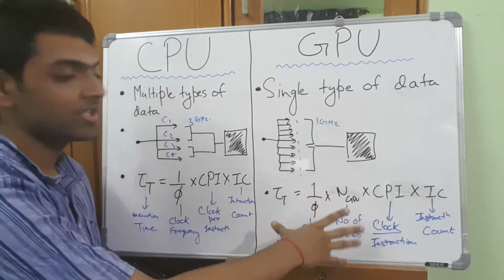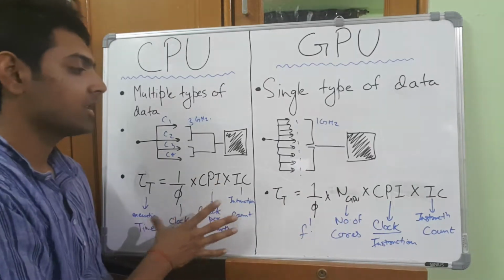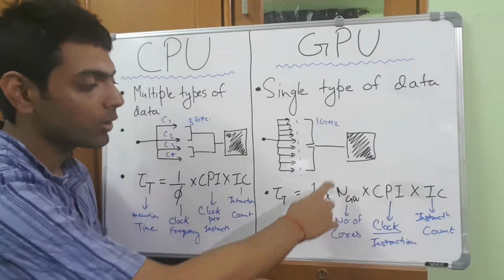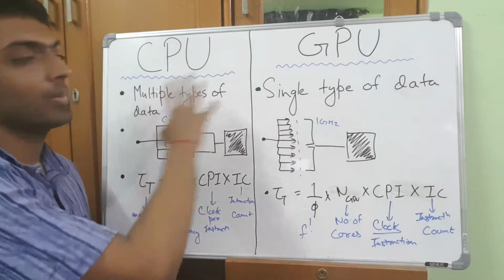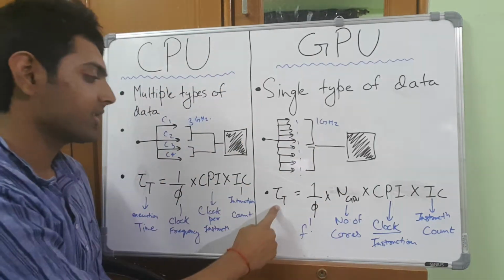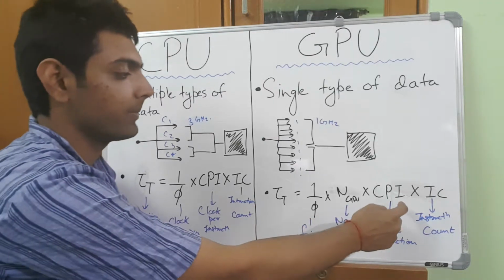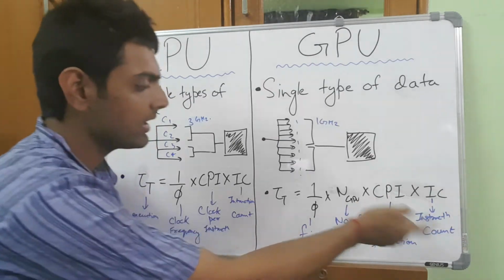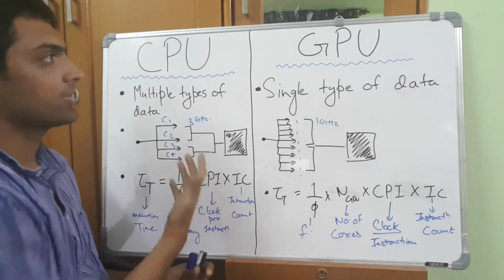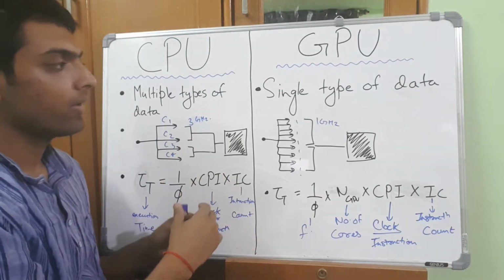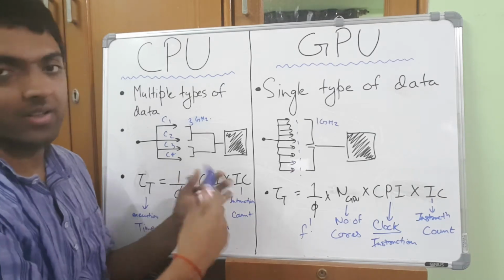The same thing happens in the GPU as well, but this equation is multiplied by the number of cores you have. So that basically differentiates between CPU and GPU. Same execution time, same frequency, same CPI and same IC, multiplied by the number of cores. So this is how GPU is different from CPU, and I hope you have got the difference.